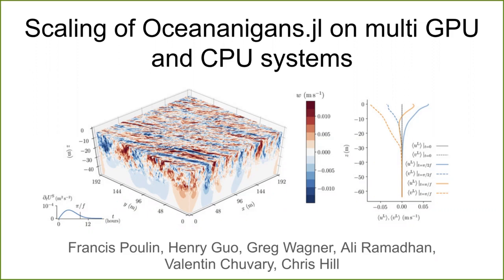The title of the talk is Scaling of Oceananigans.jl on multi-GPU and CPU systems. On this figure, you'll find a picture of something that was created with Oceananigans that models the evolution of the ocean, showing some of the interesting features that you find at the surface of the ocean.